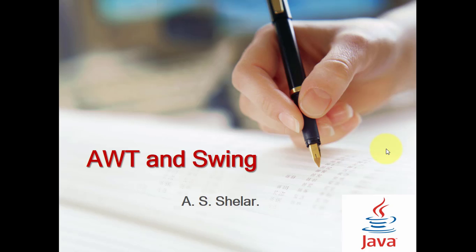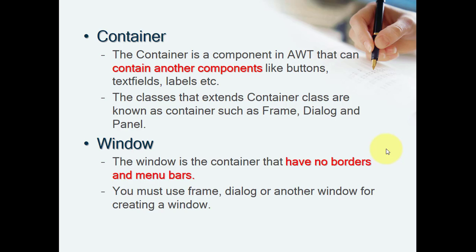Okay, so let's start AWT and Swing. So basically AWT is an abstract windowing toolkit available in Java which will help you to create the graphical user interface like frames, buttons on frames, then text boxes, check boxes and other graphical components which will help you to create the graphical user interface for your application. So into that so many classes are included, and what is the basic scenario, what is a baseline for that, we will see one by one.